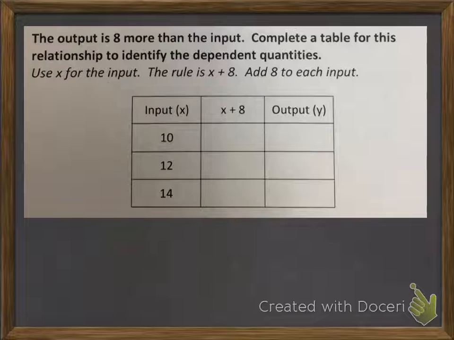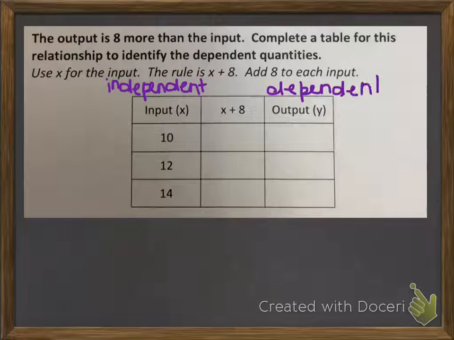The first thing I want to do is make sure that I know my input is the independent value and my output is the dependent value. So I write those above the table. Now the rule is x plus 8. Well, if my input value is x and x equals 10, then I will need to do 10 plus 8 to find my output, which is 18.